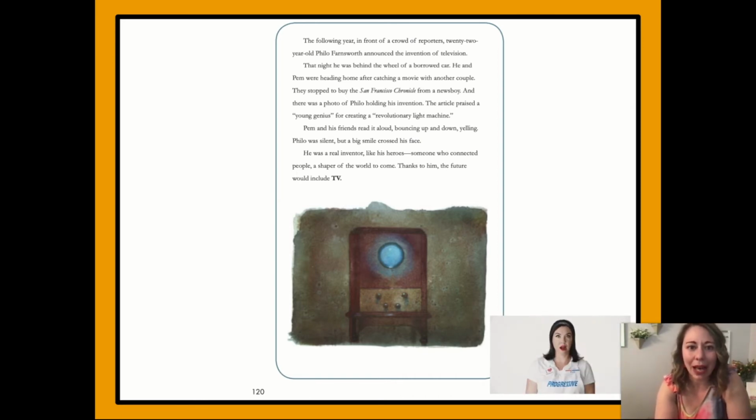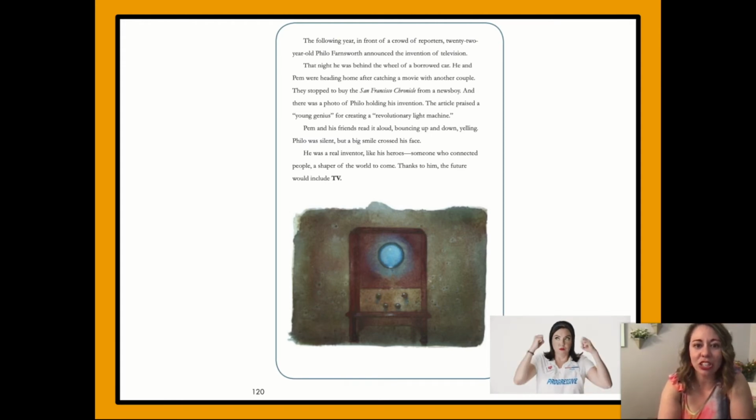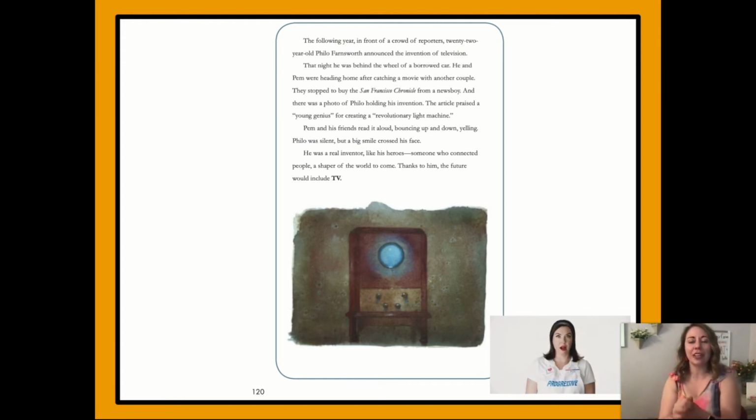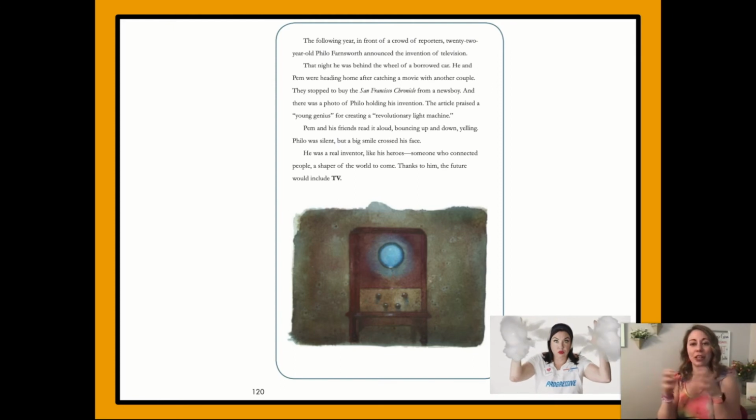That night, he was behind the wheel of a borrowed car. He and Pem were heading home after catching a movie with another couple. They stopped to buy the San Francisco Chronicle from a newsboy. And there was a photo of Philo holding his invention. The article praised a young genius for creating a revolutionary light machine. So remember, revolutionary is like brand new, like changed.